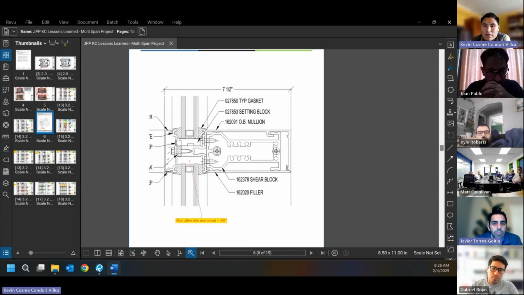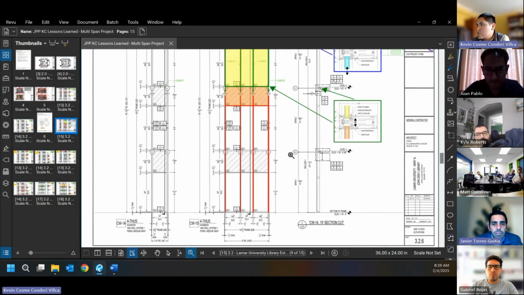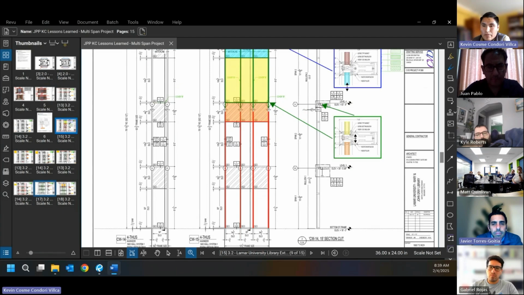Now, the importance of this analysis is as seen in the detail of this mullion. We have a clearance space here. We have this maximum allowable movement of 3/8 inches, which is less than the movement that we had in several of the levels, as we saw earlier. So keeping this in mind, we can proceed with this analysis that is useful to make decisions later.